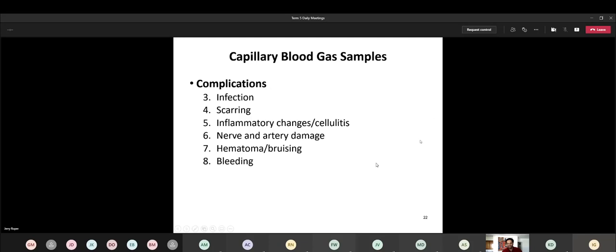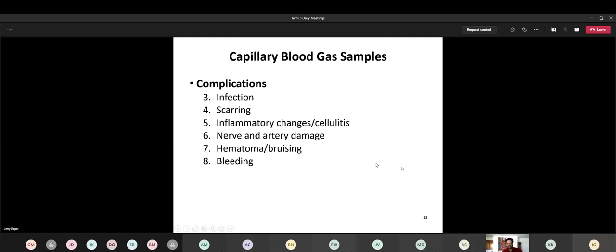So, of course, other complications, as we've seen before, if you're not being careful with keeping everything as clean as possible, you could introduce some type of infectious organism, scar tissue, and then long-term problems. The child could end up developing cellulitis on that leg. And this is just some potential. I mean, not to say that every baby that gets capillary blood gas sampling is going to end up with cellulitis, but it's just something that could happen. And of course, damage to any of those nerves and the vessels themselves.